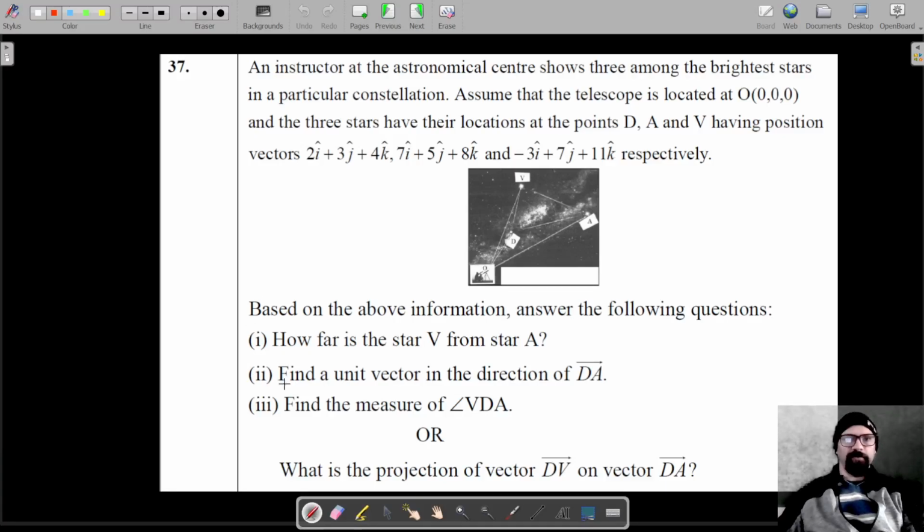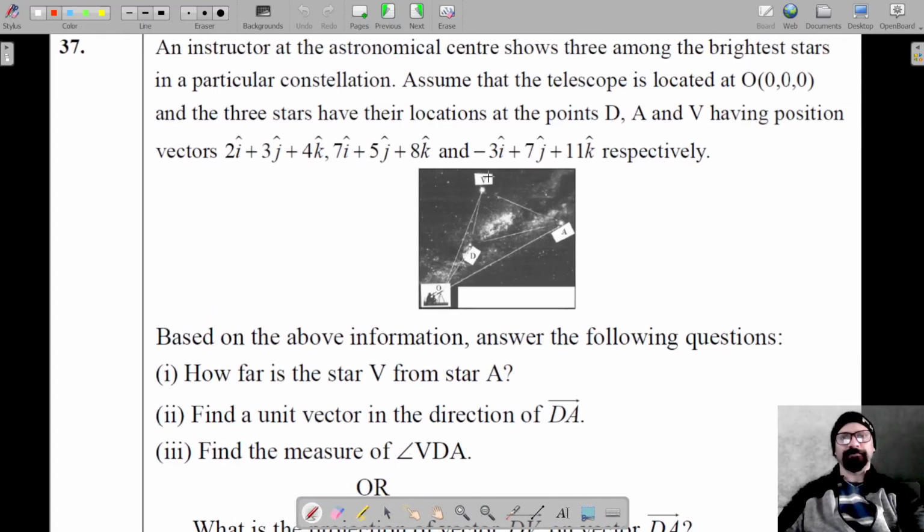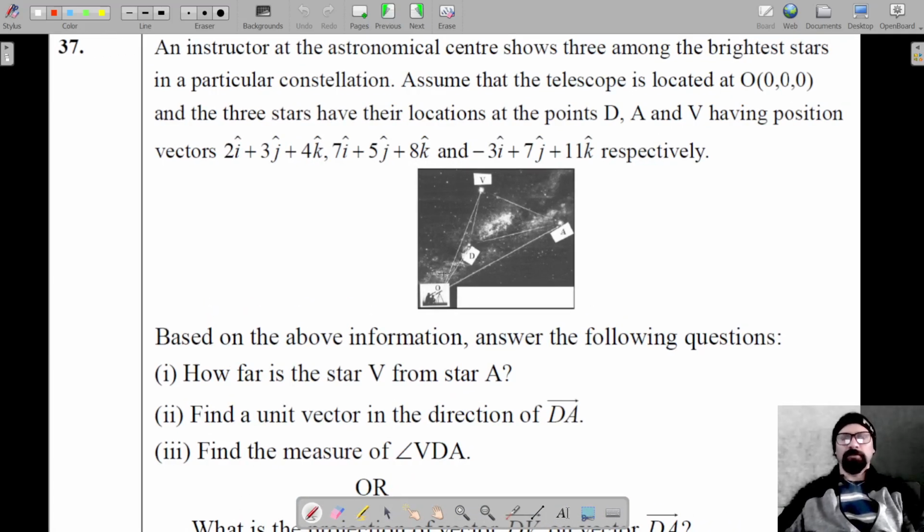Okay, for question number 37, an instructor at the astronomical center shows three among the brightest stars in a particular constellation, and these are the three stars. So, the telescope is located at the origin, and all three stars have locations at D, A, and V with these position vectors.